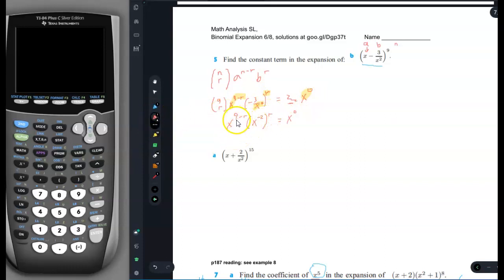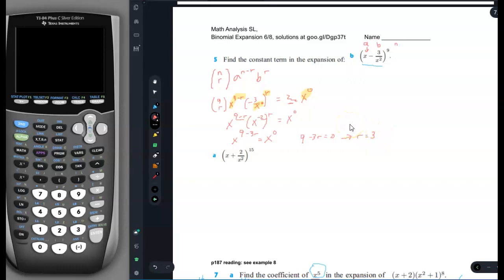Now we're going to combine these exponents. This is negative 2R, and 9 minus R, and we're going to add them. So 9 minus R minus 2R is 9 minus 3R. Again, if you don't like this algebra, go watch the other video, the non-algebra method. Now 9 minus 3R equals 0, right? So we know that R is equal to 3.